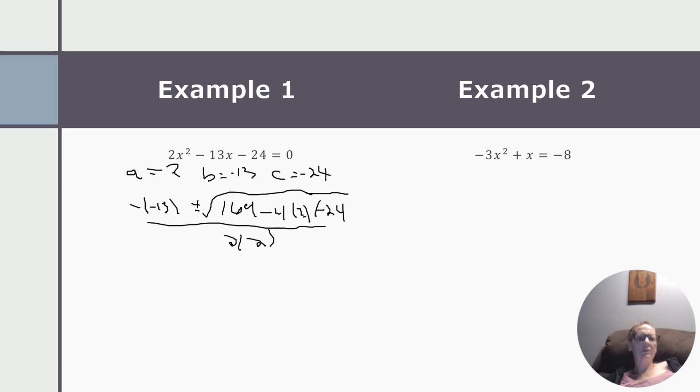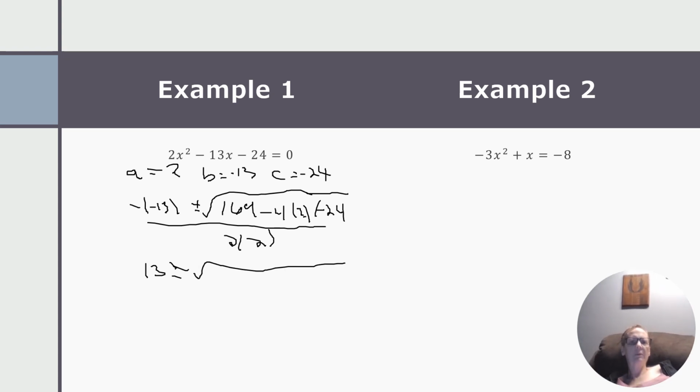And now we're ready to simplify this. So negative 13 is 13. I can do all that square root at the same time. So I have 169 minus 4 times negative 24, which is 553. Didn't need that big of a bar, but you know. All over 2 times 2, which is 4.